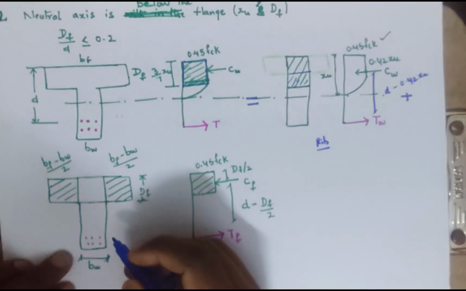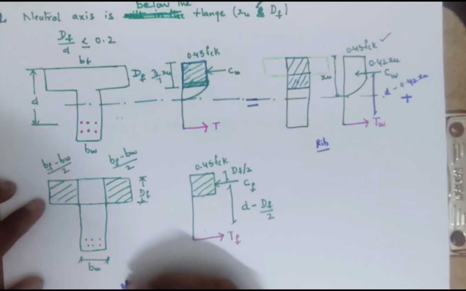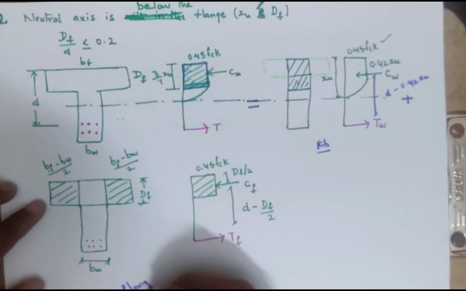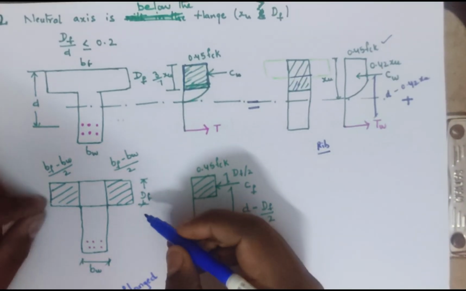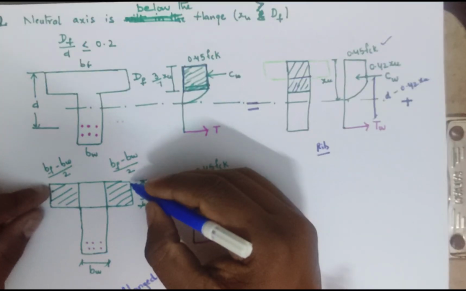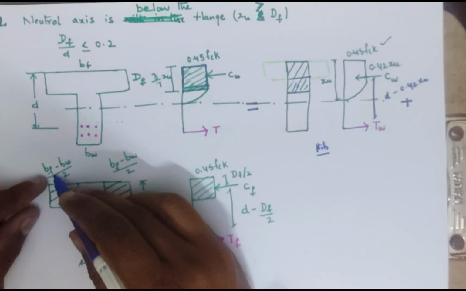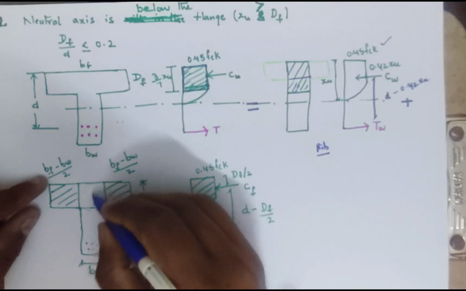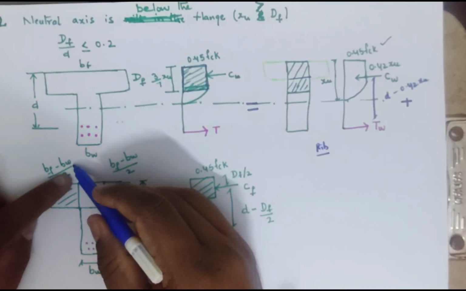Now I am considering only the flange section. Only flanged portion I am taking here. See, the complete width of this flange will be bf. Now I am removing this web portion. That's why bf minus bw. Right?